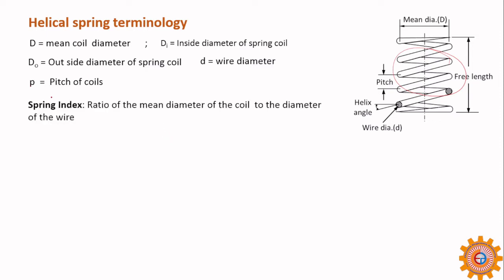Now the first term we are going to use is spring index. It is the ratio of mean diameter to the coil wire diameter, so it is capital D by small d. What is spring index C? It is represented by C, that is mean coil diameter divided by wire diameter.